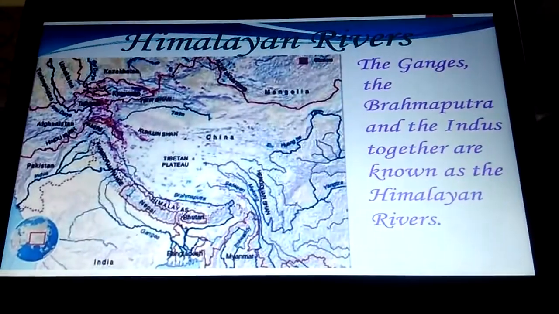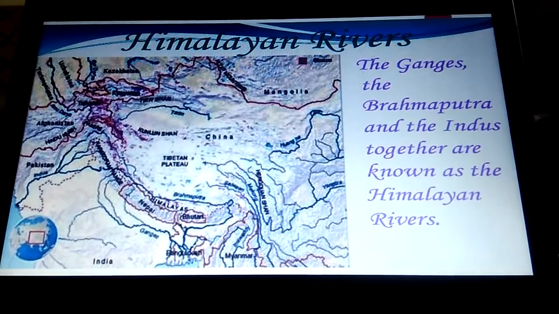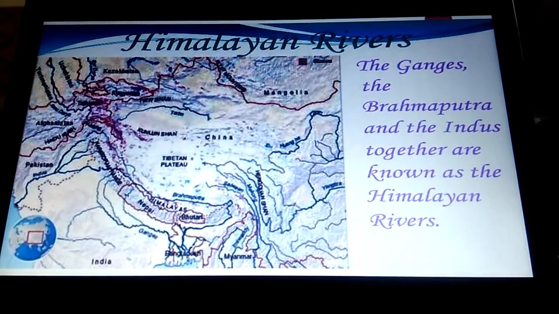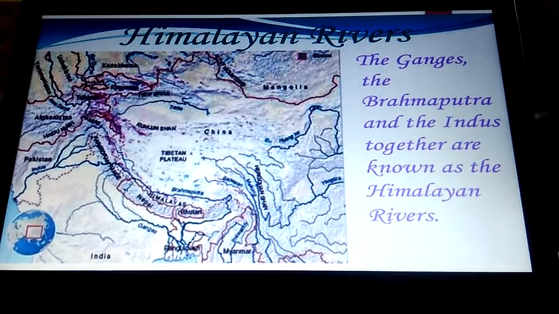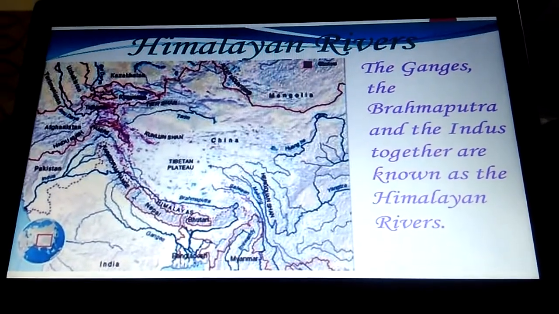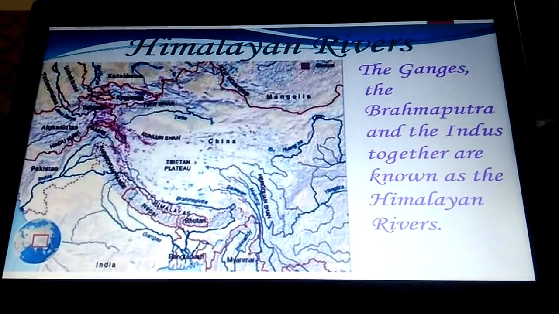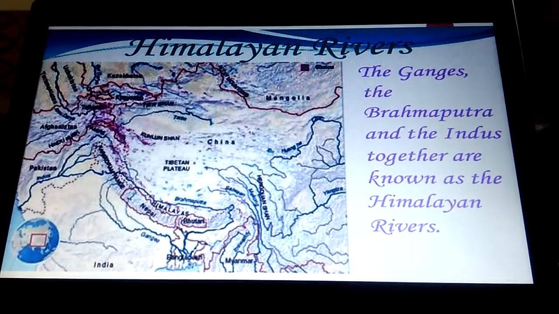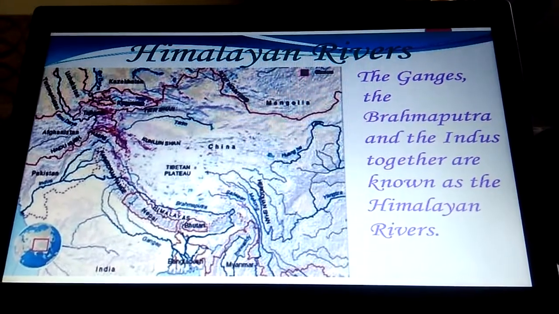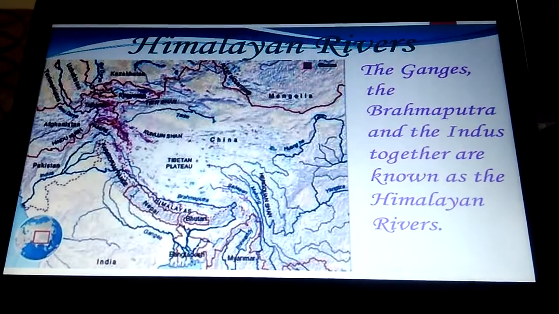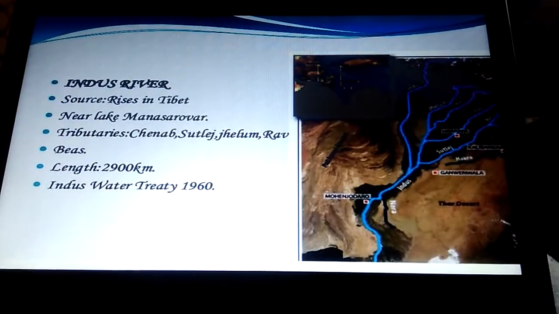Now, if we talk about the Himalayan river system, we have three main river systems over there: the Ganga river system, the Brahmaputra river system, and the Indus river system. All these three rivers together we call the Himalayan river system.